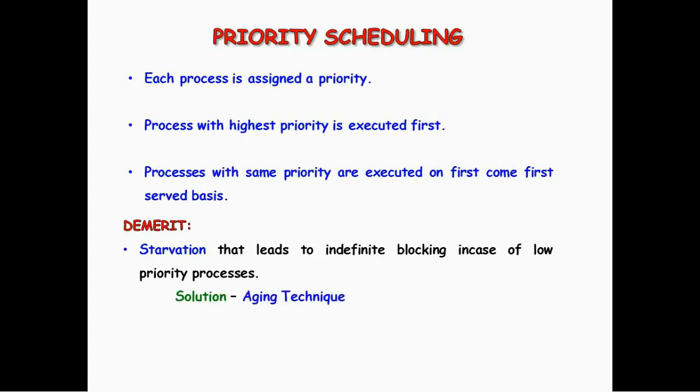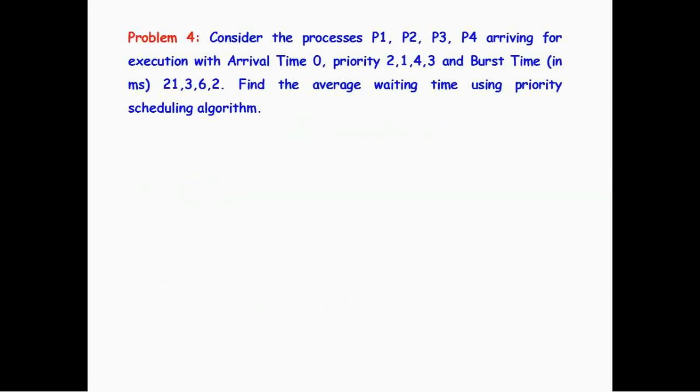The starvation will lead to indefinite blocking in case of low priority process. So the solution for starvation is aging technique. Aging technique is usually used to increase the priority of a process gradually if it spends more time waiting in the ready queue. Let us see a problem based on priority scheduling algorithm. This is the given problem.